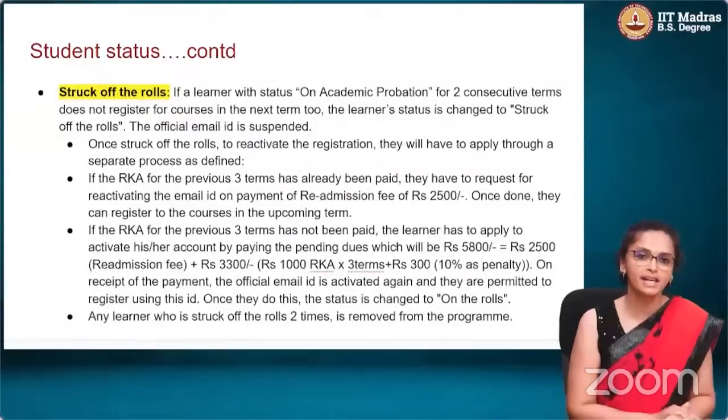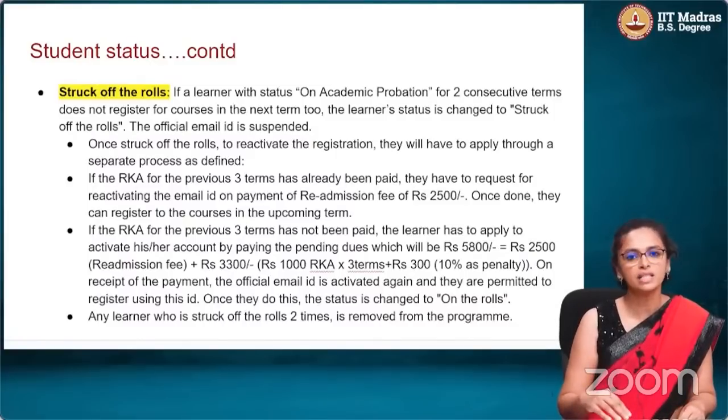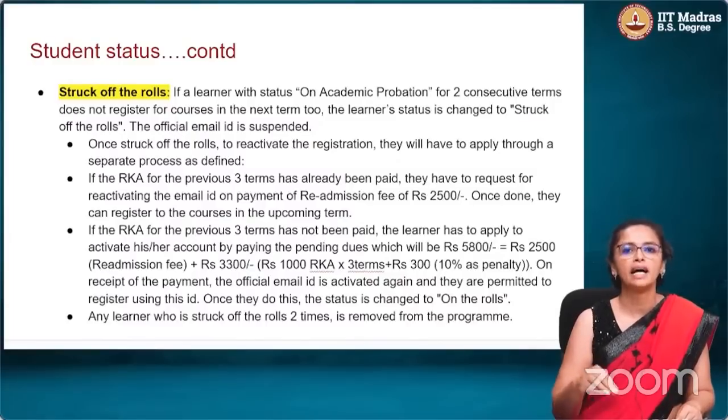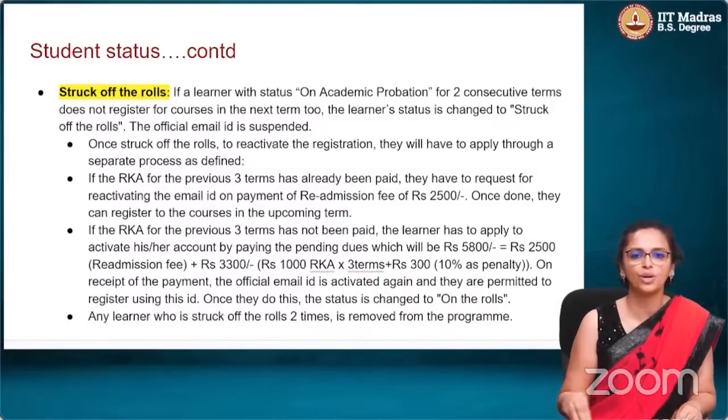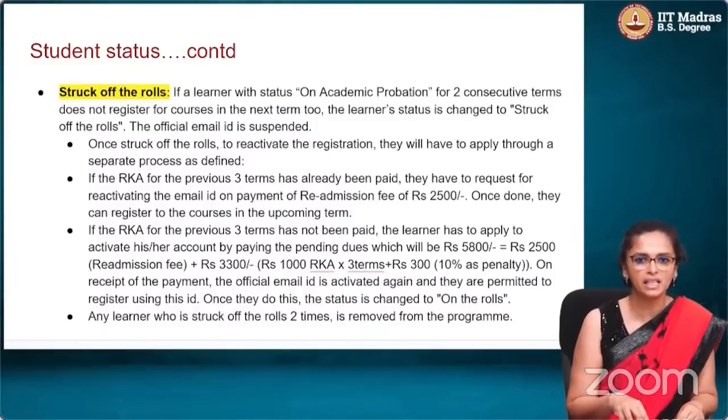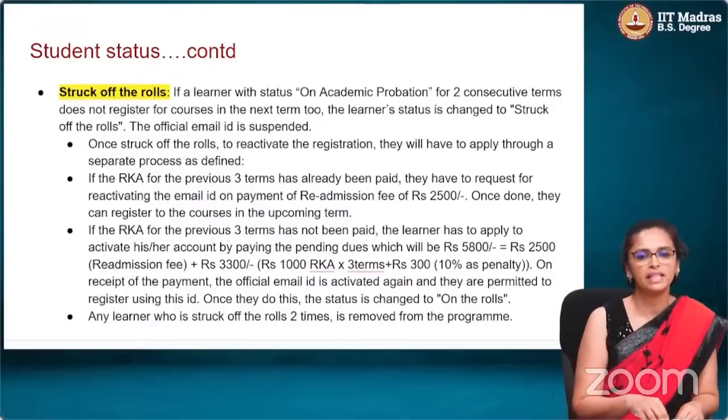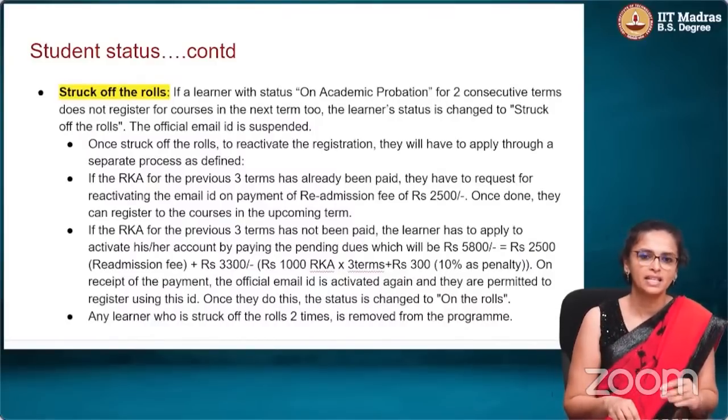The third status that we have is struck off rolls. Okay. If a learner with status academic probation continues like that for 2 terms and the third term also they do not register for courses with us, they are struck off the rolls. So at this point, we will deactivate your email ID, we will deactivate your ID card, and status will be given as struck off the rolls.